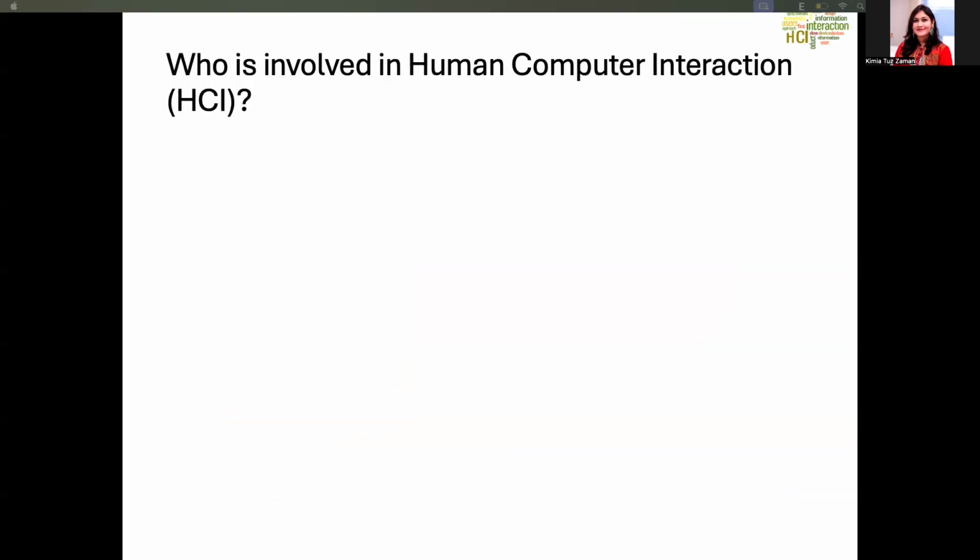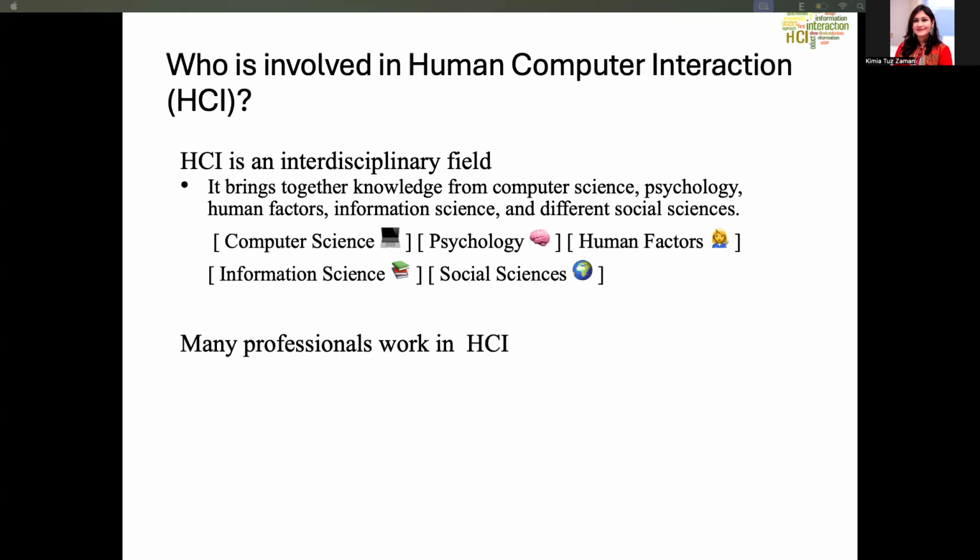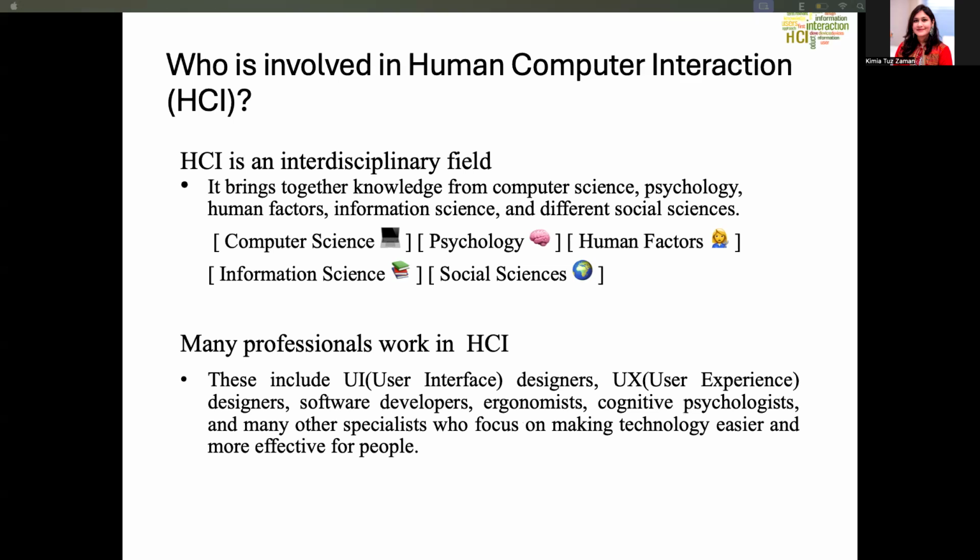HCI is a team sport. It's not just computer scientists. It pulls in psychology, design, ergonomics, even social sciences. Think about building a video game. You need programmers, yes, but also psychologists who understand player motivation, designers who think about visuals, and testers who check the usability. So, can you think of a job where understanding both humans and technology is critical?